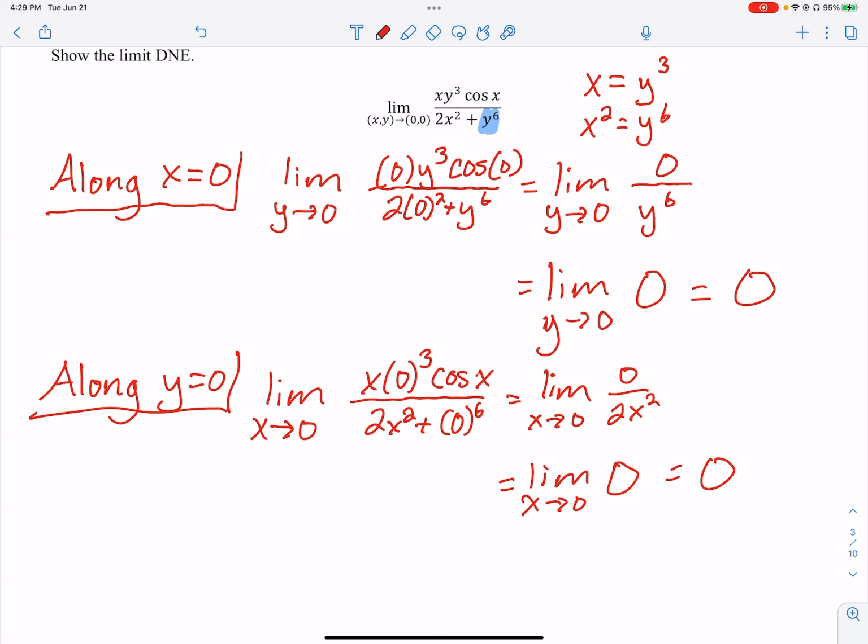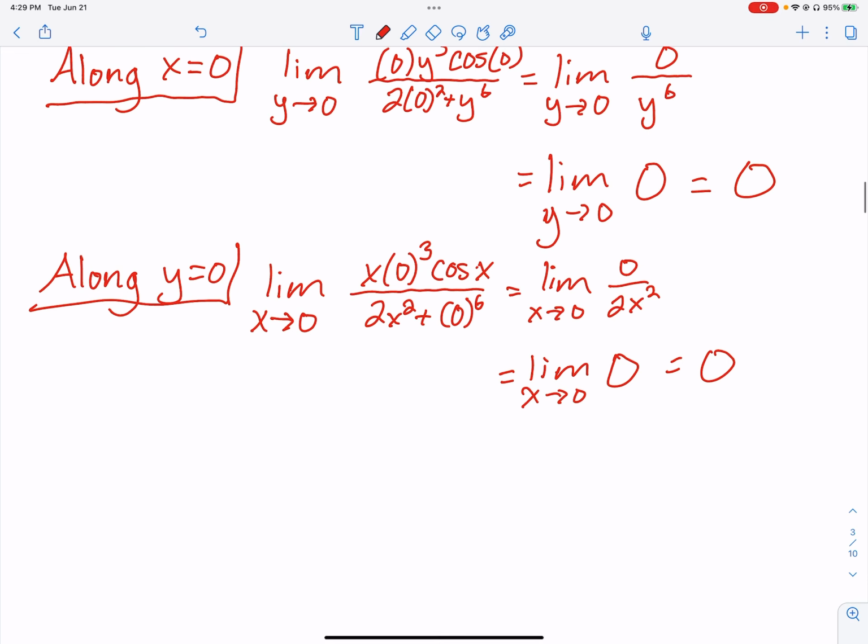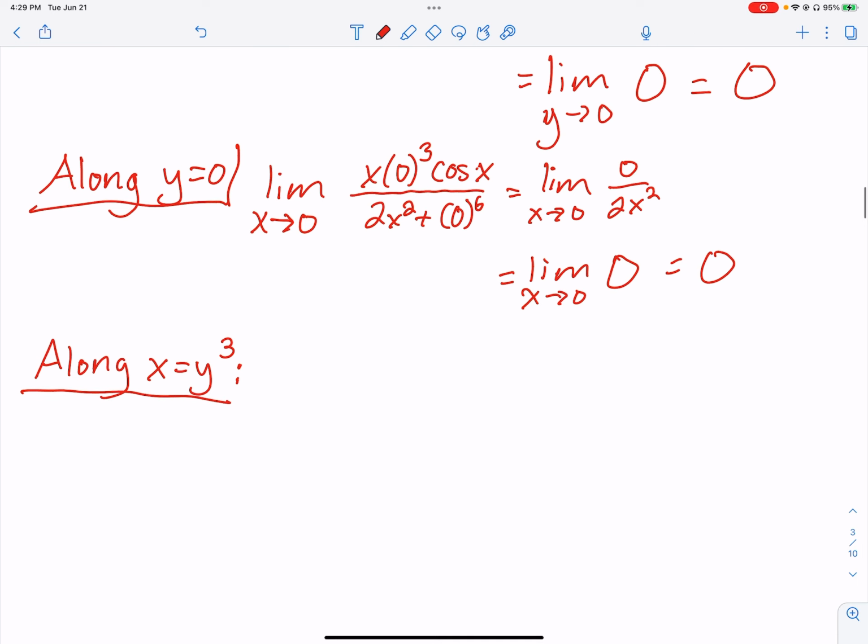Think about squaring the left side, I get x squared. Squaring the right side, I get y to the 6th. If I make that substitution, I have y to the 6th on the bottom. All I have to do is make sure I have y to the 6th on top. Well, if I put it right here for that x, y to the 3rd times y to the 3rd is y to the 6th. So that's the path I want to use. So along x equals y to the 3rd. All that was based on was matching my exponents.